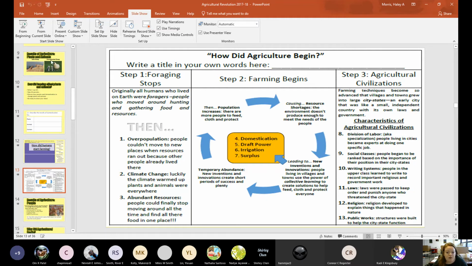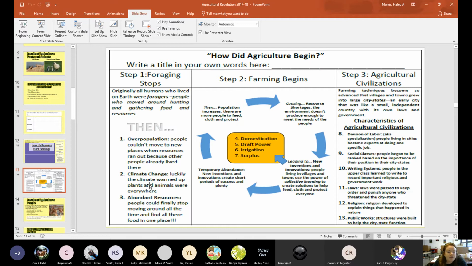But then, as he talked about in the video, you had population problems. So you have overpopulation. People couldn't move to new places when resources ran out because other people had already lived there. So resources were running out everywhere, not just in your spot, but everywhere. So you couldn't move to a new spot because that one would be out of resources too. Overpopulation is number 1. Too many people on Earth, not enough resources. That's number 1.